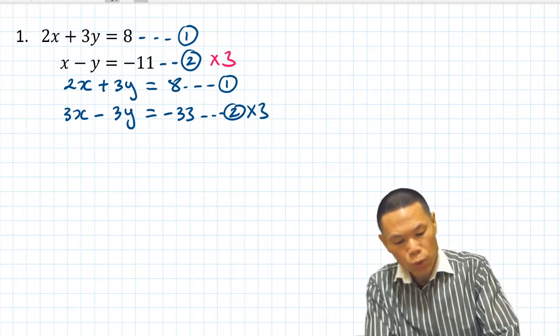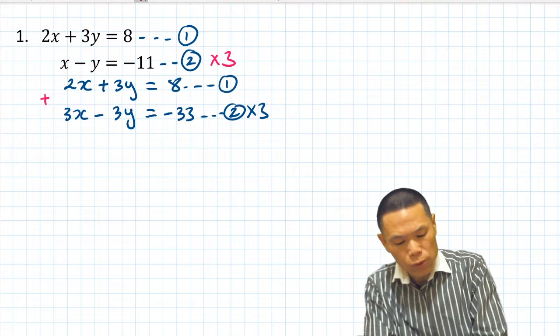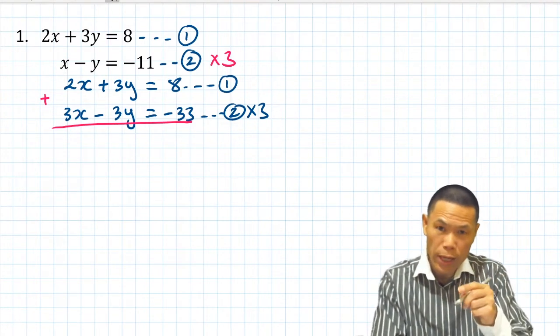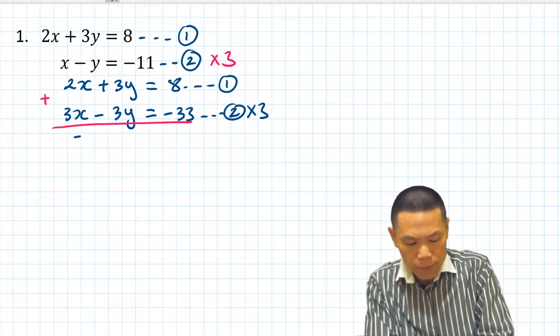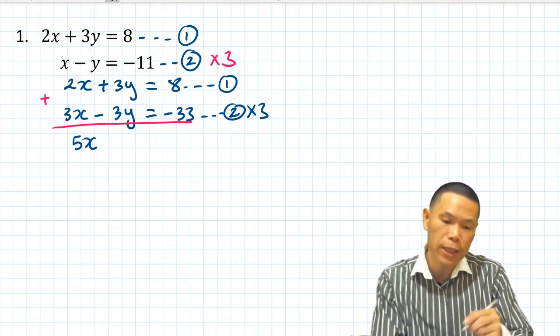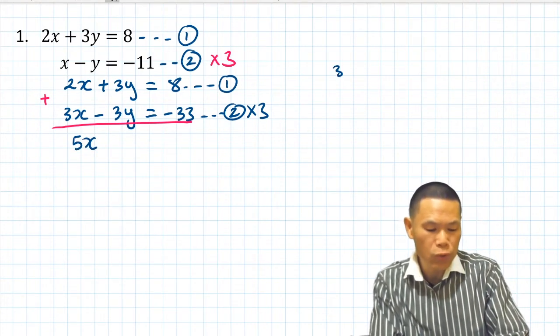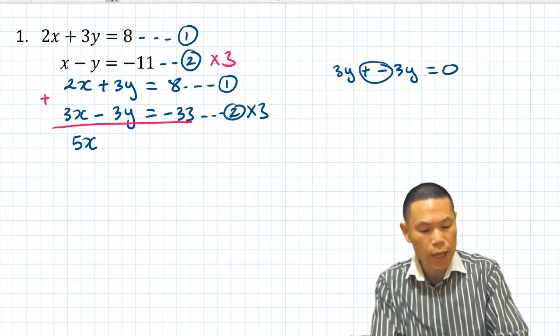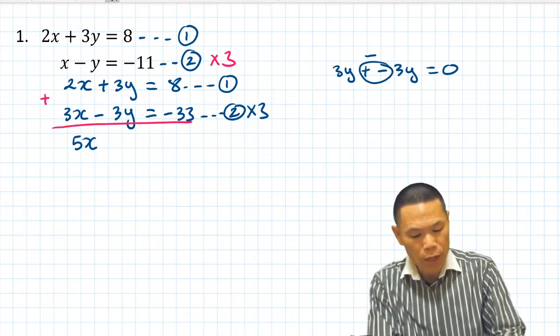Then what I do, I just add these two equations together. So we have 2x plus 3x, which is 5x. 3y minus 3y is 0, because it's 3y plus negative 3y. So that is 0, because this is just like minus. So keep that in mind.